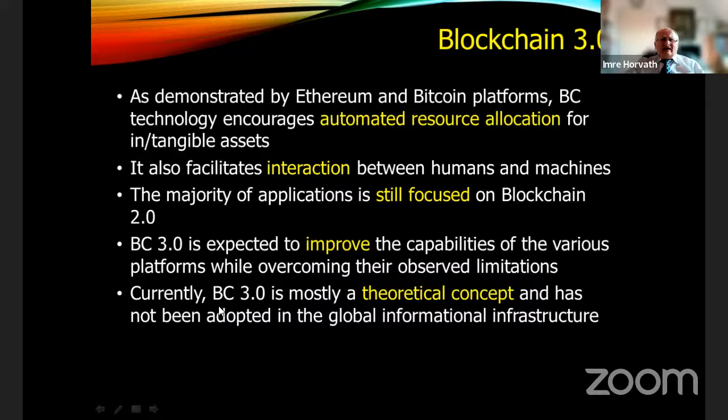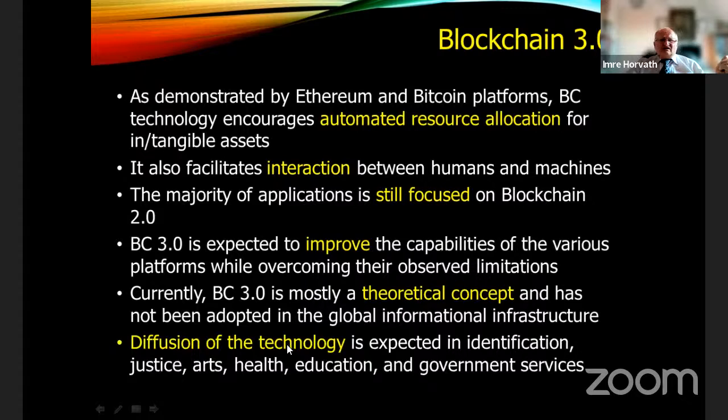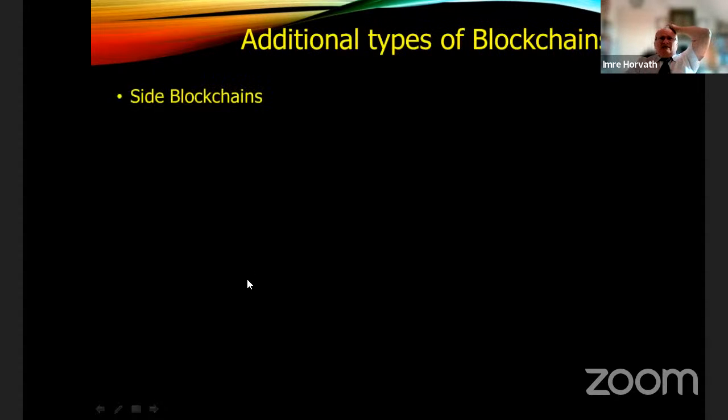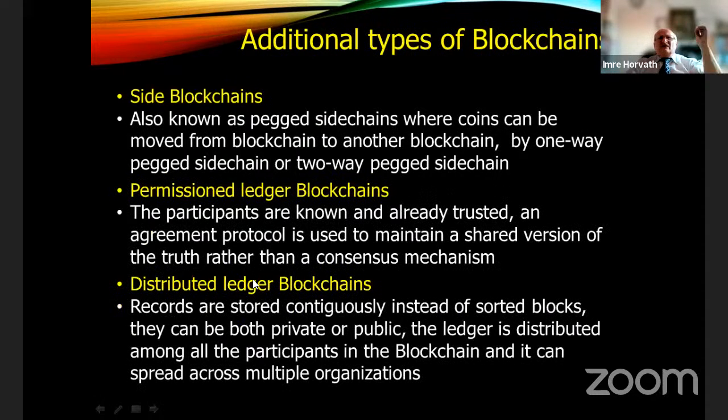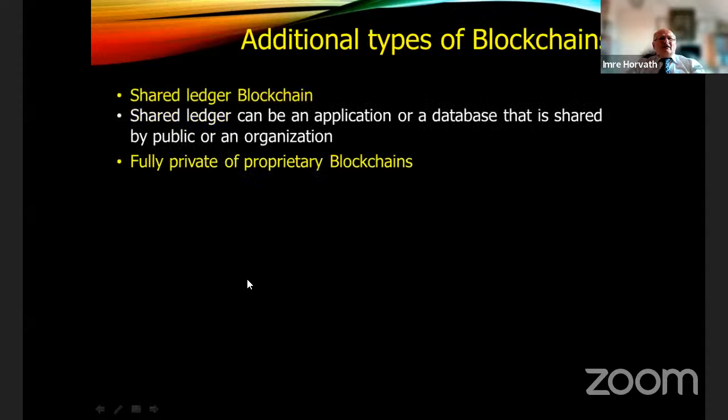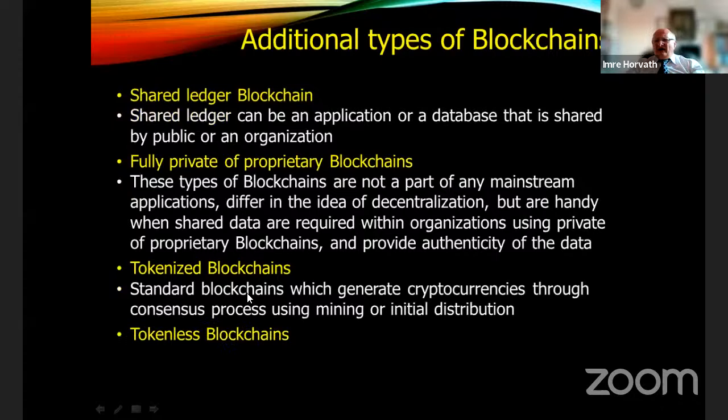As I tried to indicate above, blockchain 3.0 is mostly a theoretical concept. Even the methodology development is lagging behind and hasn't been adopted in the global informational infrastructure yet. The diffusion of this sort of technology, nevertheless, is expected in identification, justice, art, and education. In the end, we can talk about different additional types of blockchain which are making our life complex.